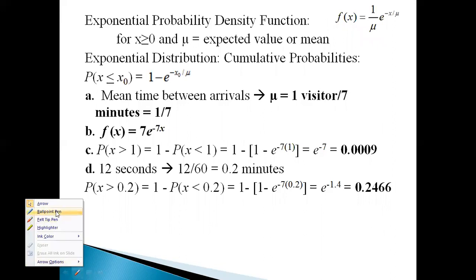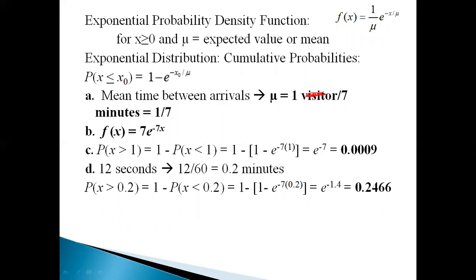I guess it's not going to let me type either. So kind of ignore the visitors and the minutes here. I was reading it wrong when I was writing it. So it's 7 visitors per minute. So it's 1 minute per 7 visitors. So we're going to make that into 1/7. That's the mean time between arrivals. Now we have to plug that into this function up here. So 1/7 goes for mu in both places. So 1 over 1/7, that becomes 7. And here again, it becomes 7. So we have a minus 7x. And so that's going to be our probability density function.